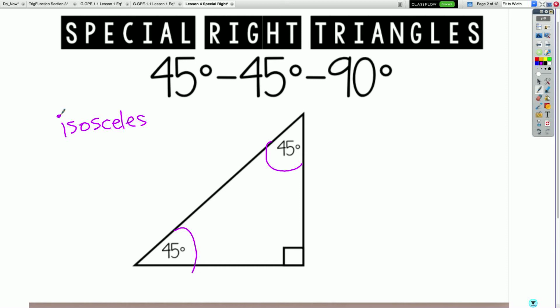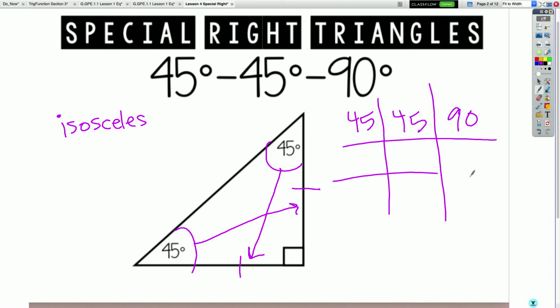Okay, so I know isosceles, we have two 45-degree angles, two congruent angles. If I draw arrows across from those two angles, that's where my congruent sides are going to be. So in an isosceles triangle, I have two congruent angles, two congruent sides. These are called special right triangles because there's a special pattern that we can memorize for these. And we use a method called the tic-tac-toe method because it is literally a tic-tac-toe board. It's just a way to help us solve these. But this is just something we have to memorize.